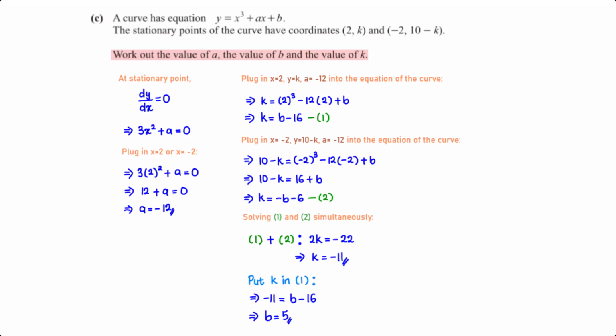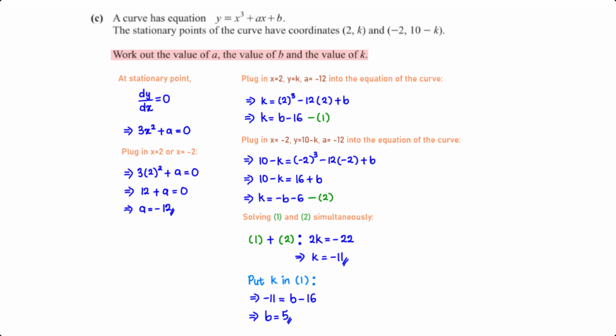We've been given the first set of coordinates on the curve as 2, k. So when we plug this into the equation, we have k equals 2 cubed minus 12 times 2 plus b. 2 cubed minus 12 times 2 is negative 16. So we have k equals b minus 16, which we have labeled as equation 1.